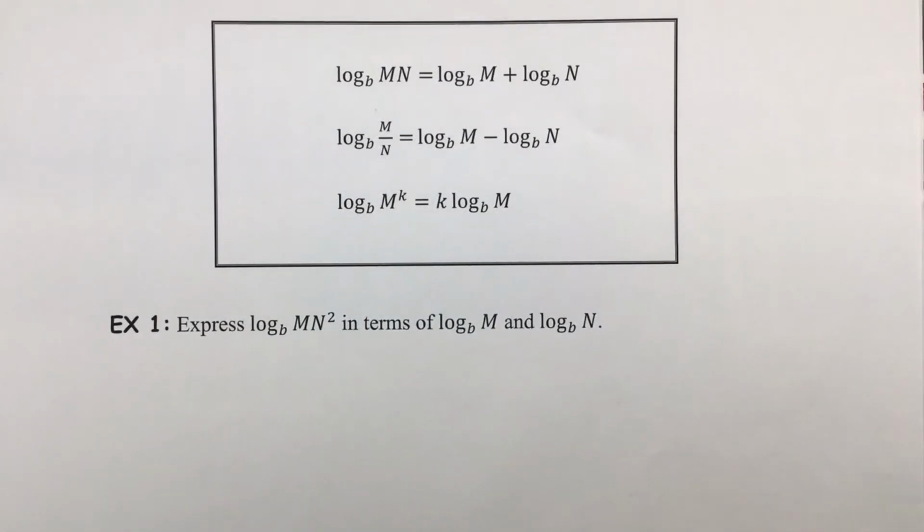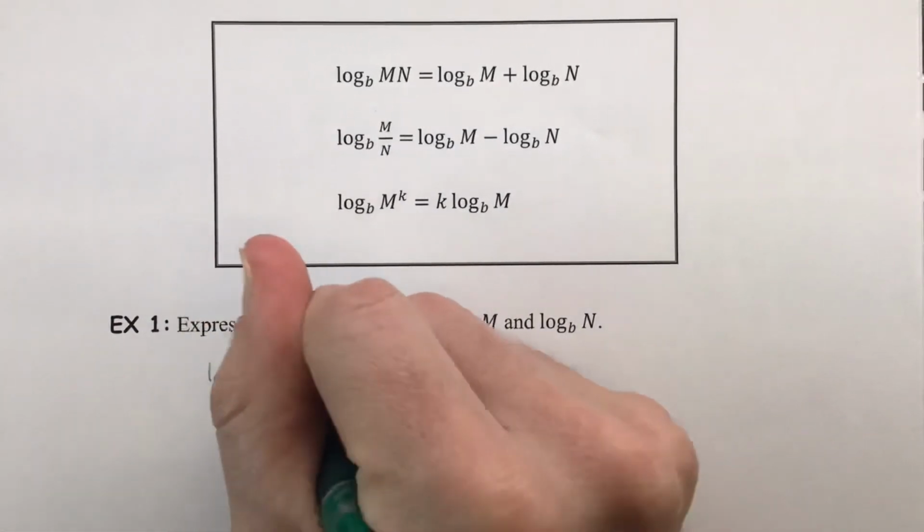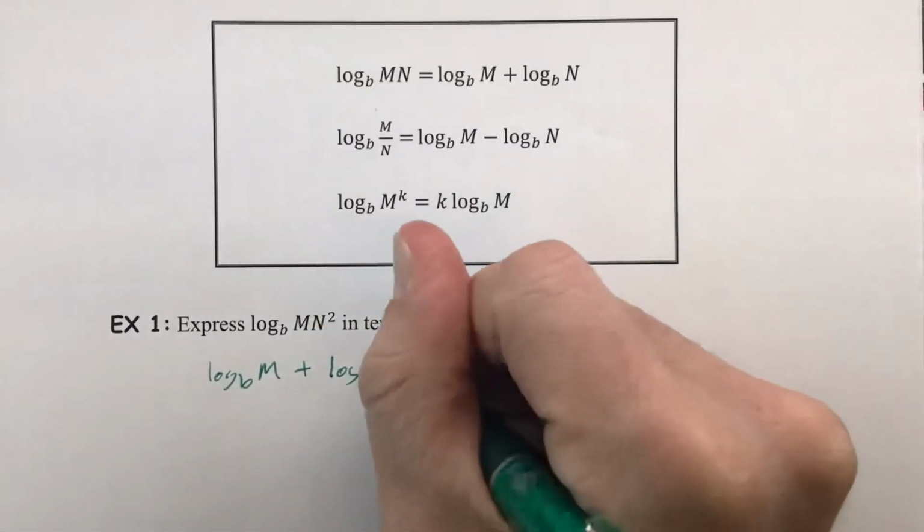For example 1, what we're going to do is practice using our properties to expand out this logarithm. We want to take this and write it as log base b of M and log base b of N, some combination of those things. The restriction here is that the only thing that we want in our logarithm will be either a capital M or an N. Inside of our logarithm, we've got the product of M and N squared. I'm going to identify that product first and separate there. I've got that multiplication, so I can separate that using addition. So I can rewrite this as log base b of M plus log base b of N squared.